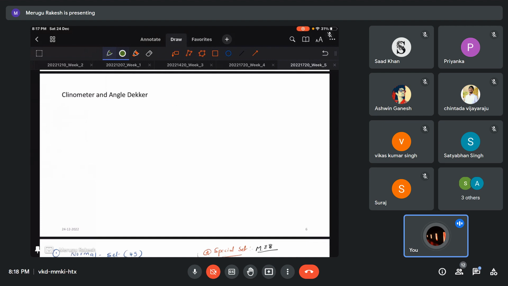Clinometer or angle decker. If you have any civil friends, there is one device called a theodolite. Basically they have a standard chain length. Suppose I have a big building and I want to measure its height. They have a standard size of chains, so with that they get this distance, this length L, easily. And if by any means they can get this theta, they can easily measure this height.